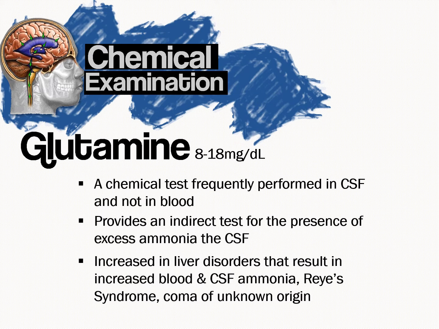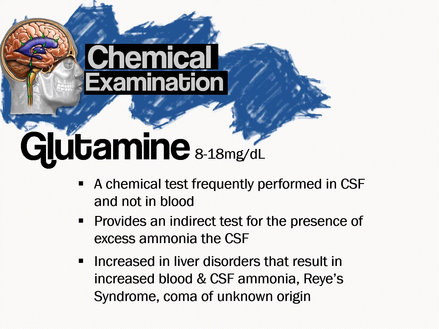The next chemical test is glutamine, which has a reference range of 8 to 18 mg per deciliter. This is a chemical test frequently performed in CSF and not in blood. This provides an indirect test for the presence of excess ammonia in the CSF. This is because glutamine is produced in the central nervous system by the brain cells from ammonia and alpha-ketoglutarate, which serves to remove the toxic metabolic waste product ammonia from the central nervous system.